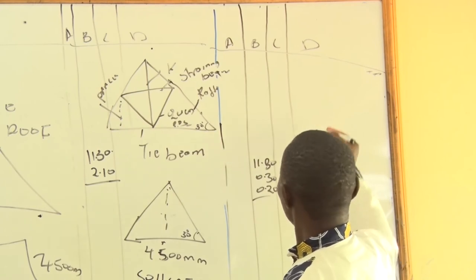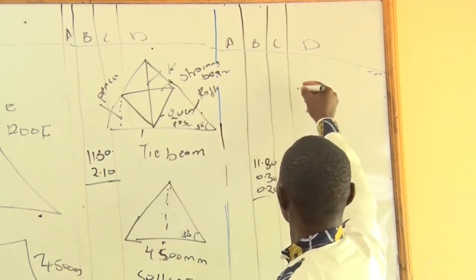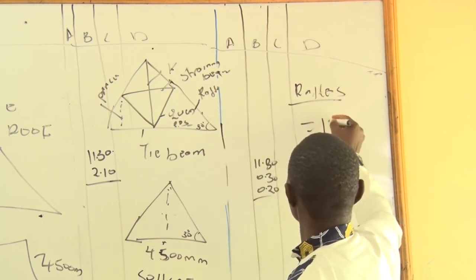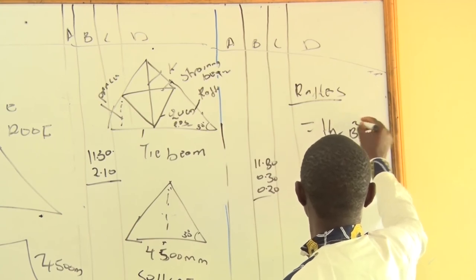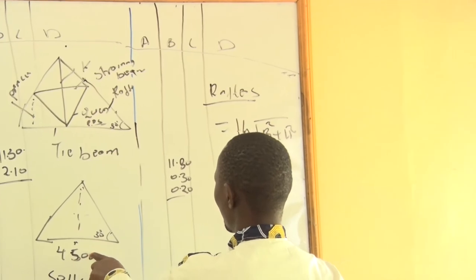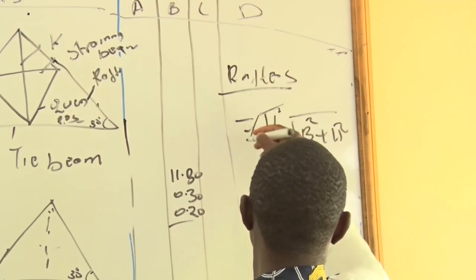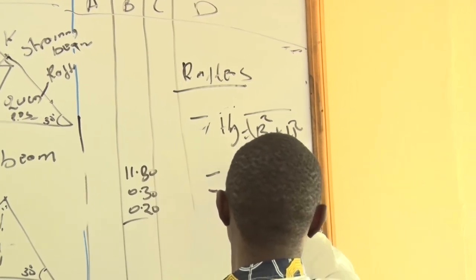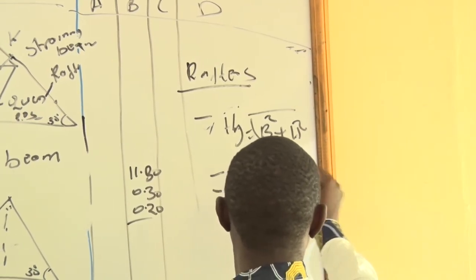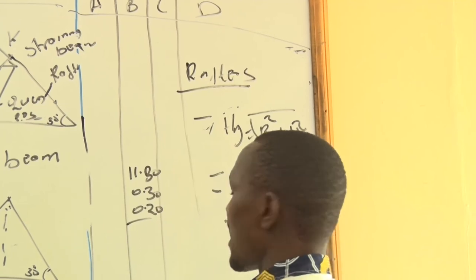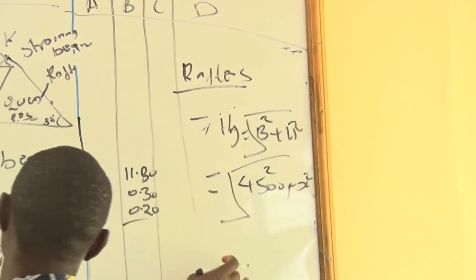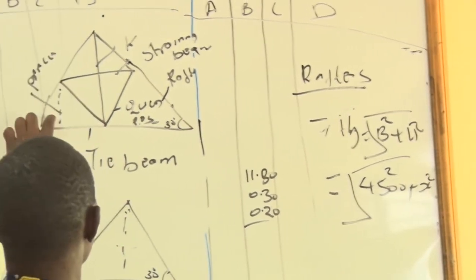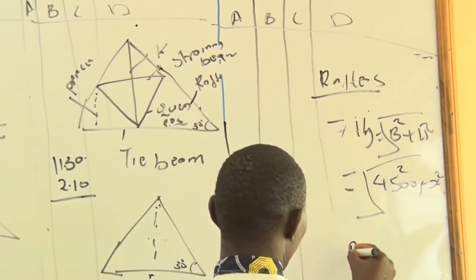After getting the king post, you can use the Pythagoras theorem to get the rafters. The rafters, which is the hypotenuse, is equal to the base squared plus the height squared, under square root. Because we have the base at 4500, we have 4500 squared plus this x squared. This hypotenuse is for one side, but there are 2, and also we have a number of 7. Let's enter that rafters.